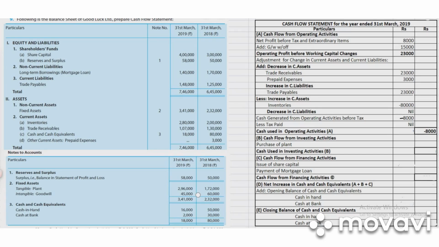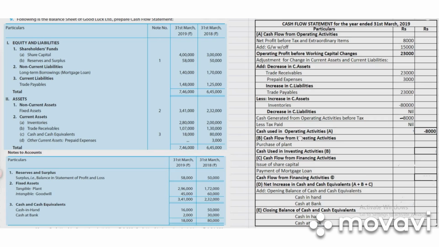Because there is no case of depreciation given here, there is no need to prepare any ledger accounts. You directly find out. Here fixed asset is increased. Why is it increased? Because plant is purchased. So put that difference as purchase of plant. You can see it here, purchase of plant under B.